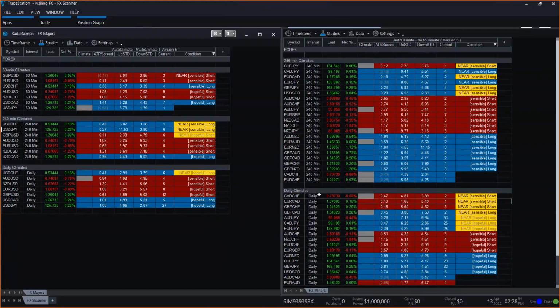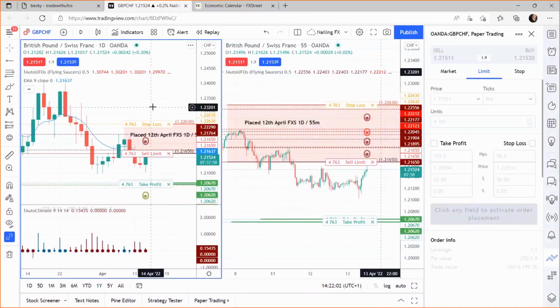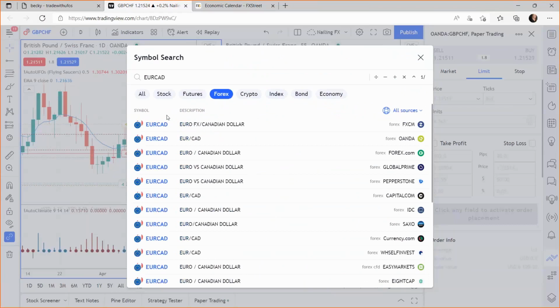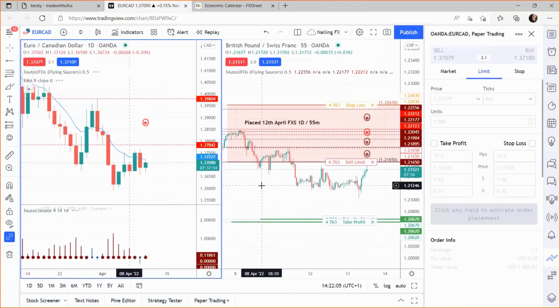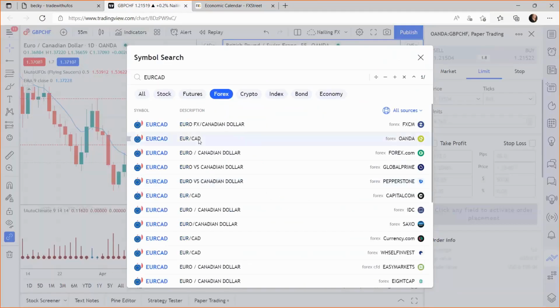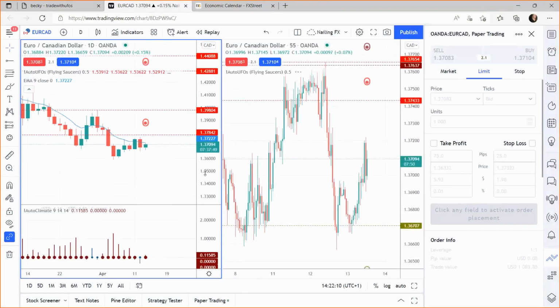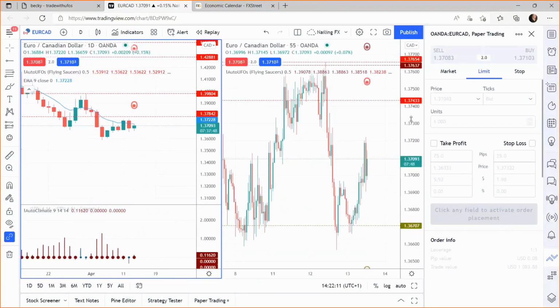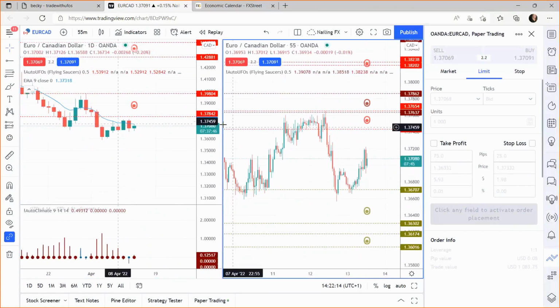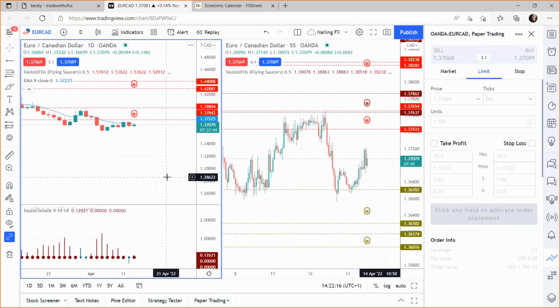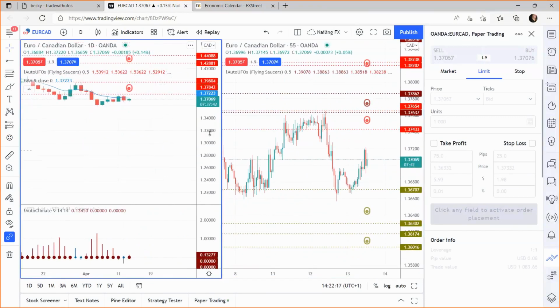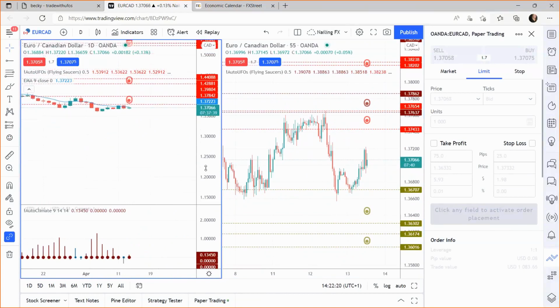Now we'll have a look at the Euro Canadian. Again, just bear in mind that we might be placing trades on things that might be a little bit more volatile, shall we say, in the next few hours. So that might mean that you reduce the risk that you put on these trades. It might mean that you don't trade them at all. It might mean that you just keep an eye on them and you have a look in the morning before the next lot of news comes out.